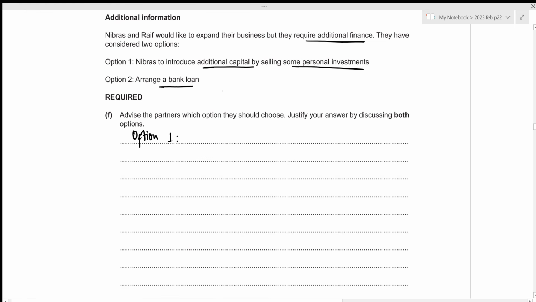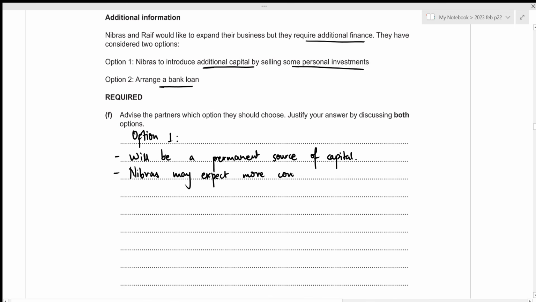If Nibras is to introduce additional capital, then it will be the permanent source of capital which will not have to be repaid in the future. So it will be a permanent source of capital. But if Nibras is introducing a higher amount of capital as compared to Raif, then it might be the case that Nibras will expect a higher reward or more control of the business. Let's write it down. Nibras may expect more control of the business.